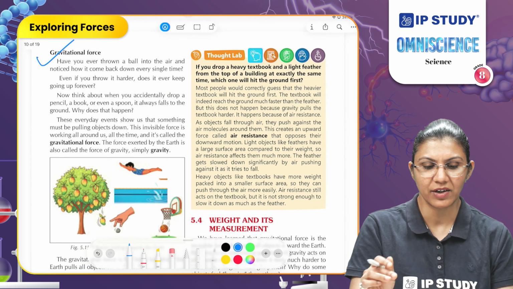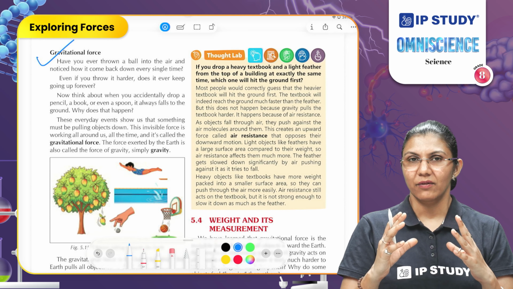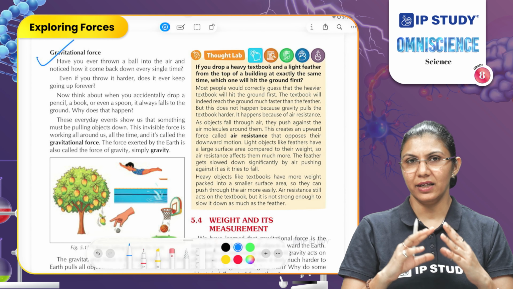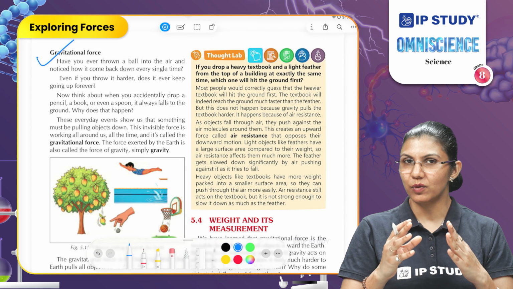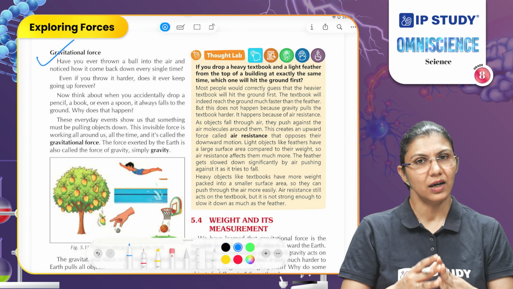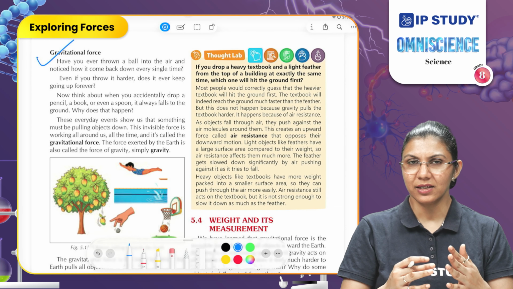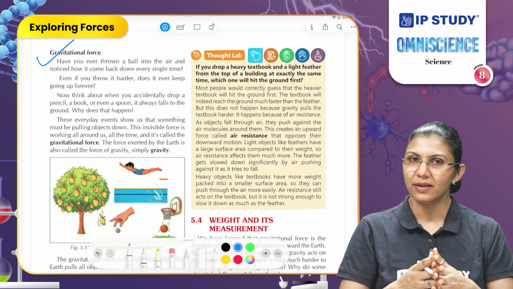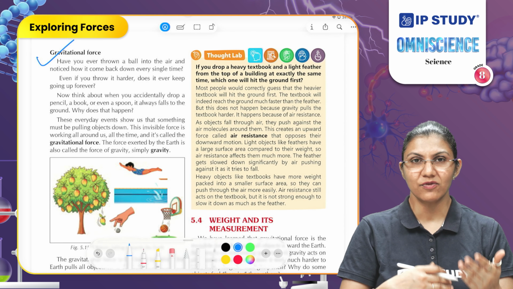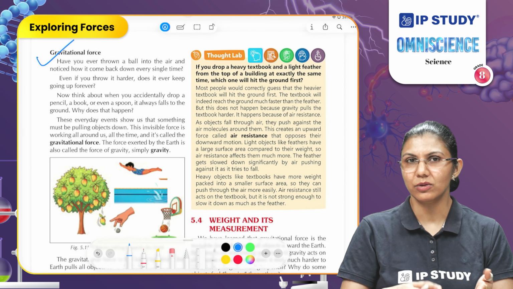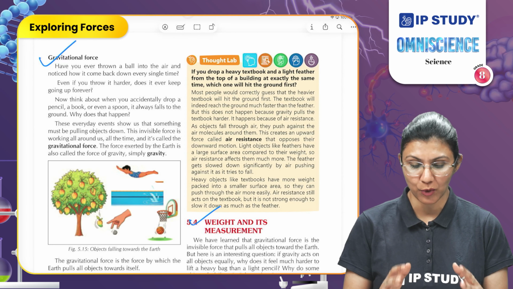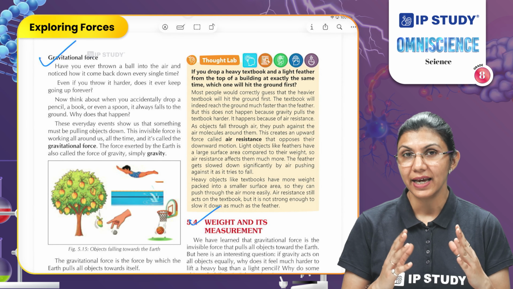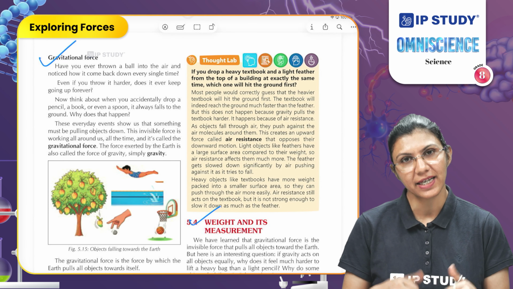Next is gravitational force. We know every object in our atmosphere experiences gravitational force towards the center of the earth. How can you test this? Just flip a coin in the air. Where will this coin go? It will come back to the ground surface. Why? Because the gravitational pull of the earth attracts every object towards the center of the earth.